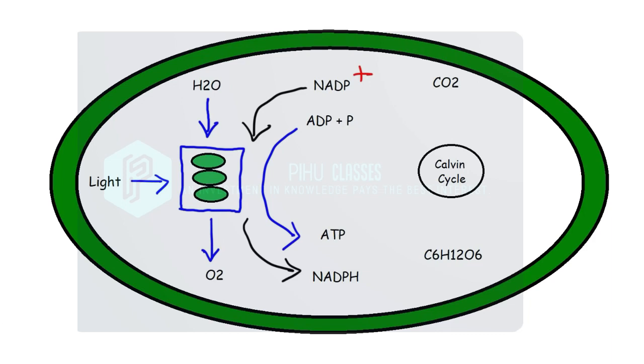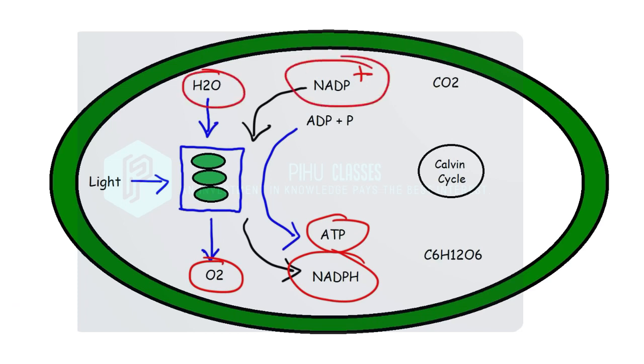So for the light-dependent reactions, you need to know that the products are oxygen gas, ATP, and NADPH. The reactants are water, NADP plus, ADP, and phosphate.